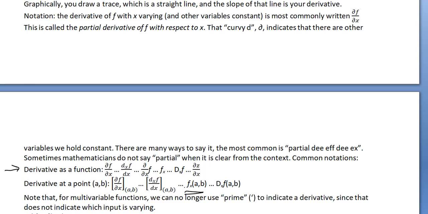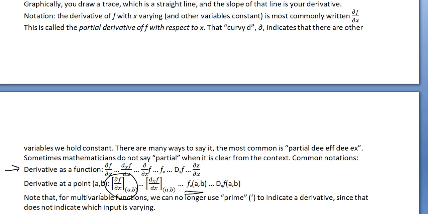Now you can use it with the df dx notation, but here it's a little complicated. In this case, the standard thing we do is put brackets around the expression and then put a little ab in the corner as that indication.